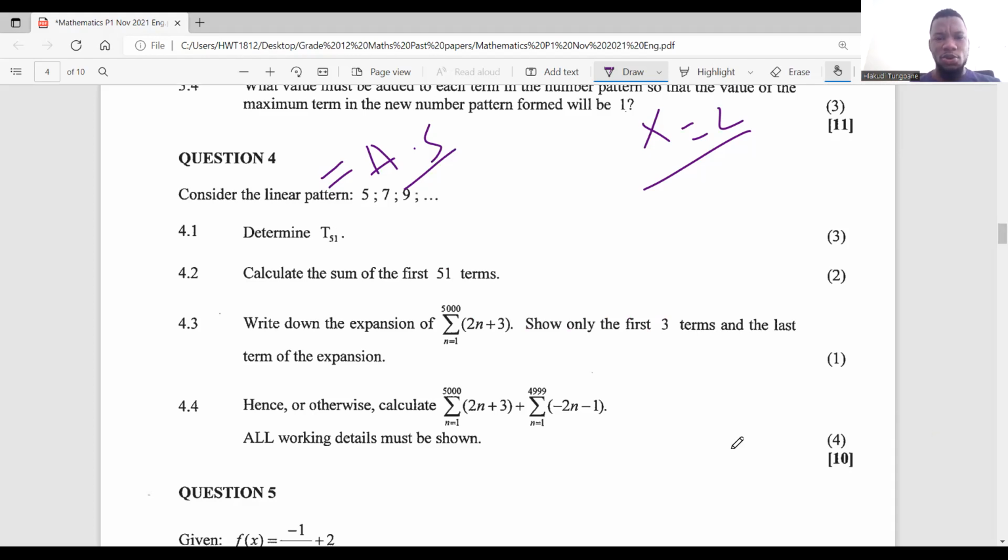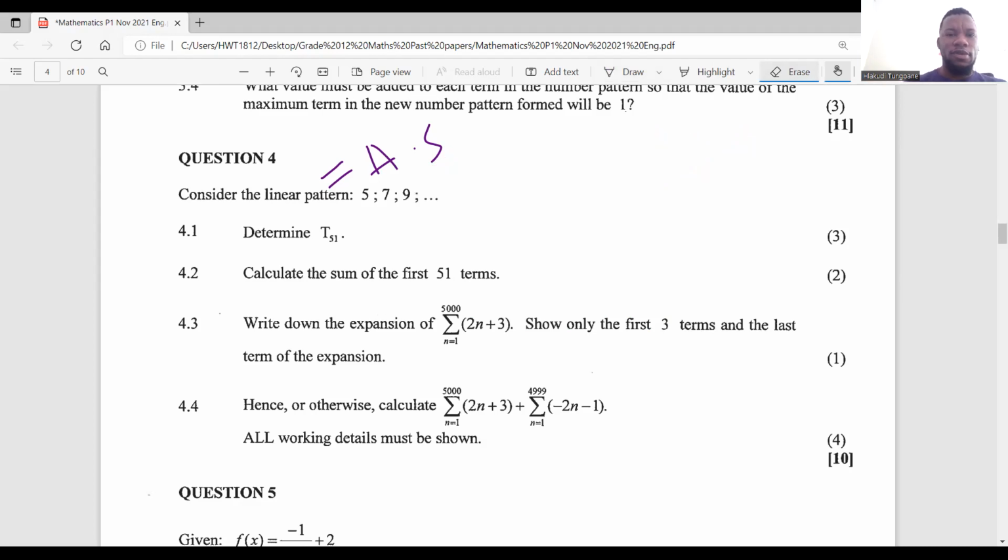So the first question was saying determine the value of T51. T51 is the 51st term, right? Obviously, you're not going to do this by adding constants all the way up to T51. The easiest way is firstly to derive the Tn formula, and then once you have it, you can substitute n for 51 and get the answer. Let's see how we can do that.